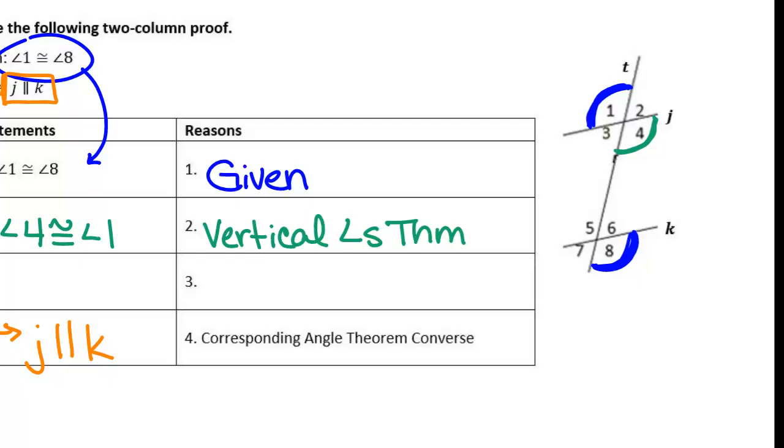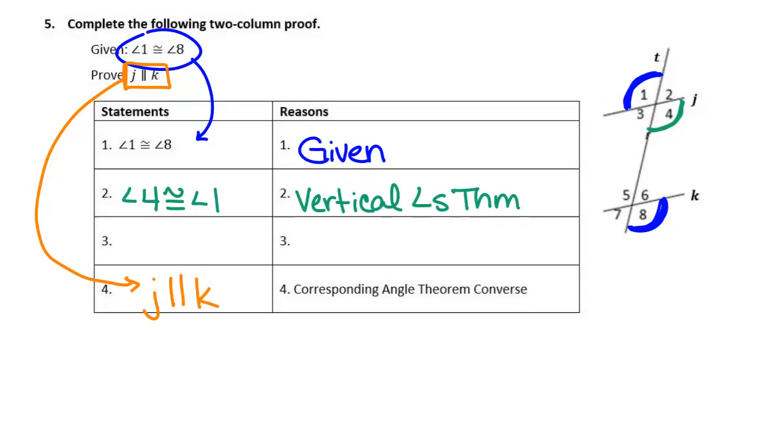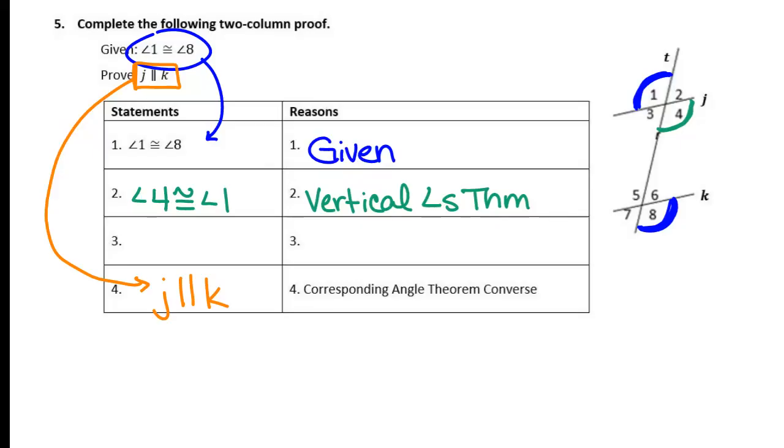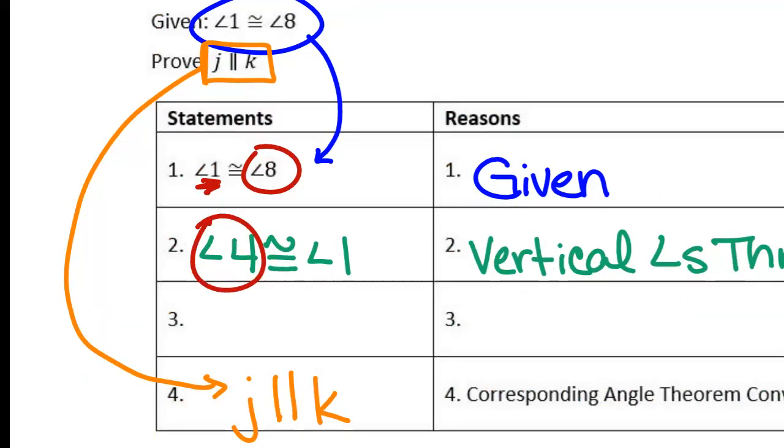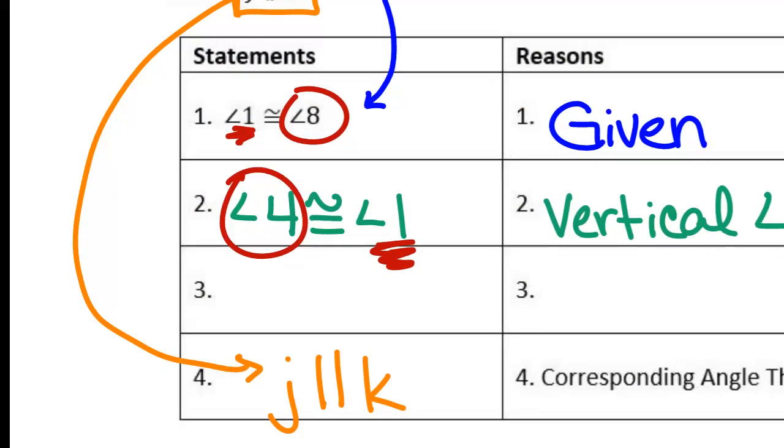Okay, so I know that 1 and 4 are the same size. I know that 1 and 8 are the same size. So 1 and 8 are the same size, and 4 and 1 are the same size. So what else do I know? Which other two angles would have to be the same size as each other?